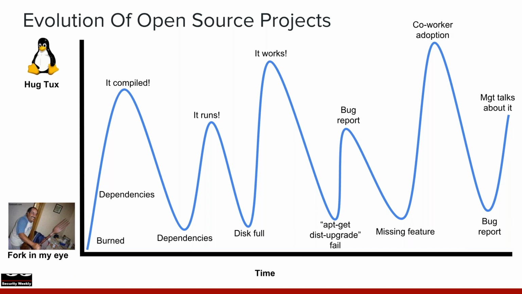Then I realize there's a missing feature, and so I have to adopt the experimental version. And when I do that, I show it to my coworkers, and I'm back to hugging Tux because they all think it's awesome, until we find another bug, and then I'm back to sticking a fork in my eye. And then management starts talking about how I'm able to solve problems, and so my mood is back up towards wanting to hug Tux again. This is typically the roller coaster that I've gone through, and I'm sure many of you have gone through as well, that speaks to the evolution of open source projects.